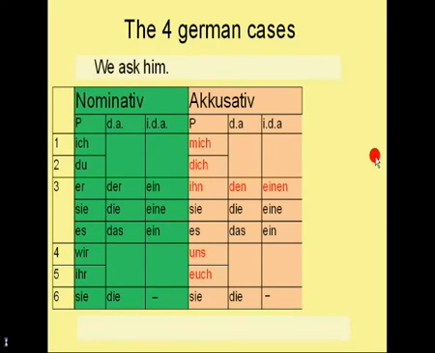Let's try another one. For instance, the sentence we ask him. Which one of these words is the subject and which one of these words is the direct object? The subject is the word we. We is the personal pronoun in English and wir is the personal pronoun in German. To ask means fragen. And you learned from my previous lessons how to conjugate it. So let's conjugate we ask. So him is obviously the direct object of the sentence.